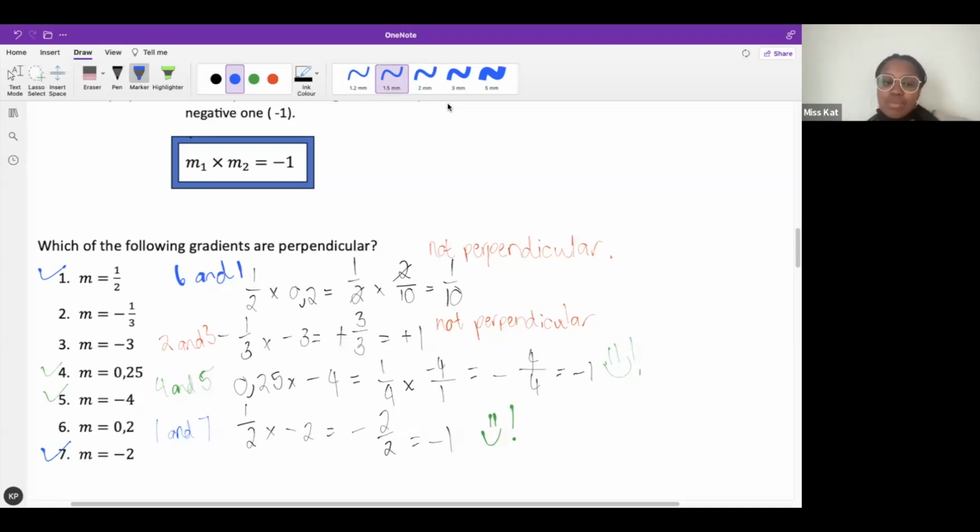So while I take Sibulele's answer, I want you guys to tell me, what do you notice about the gradients of perpendicular lines? For instance, number 1 and 7 were a half and -2. And number 4 and 5 was 0.25, which is basically a quarter, and -4. There's something very specific about these numbers. Decide what you can see, send in the chat. And Sibulele, what's your question?